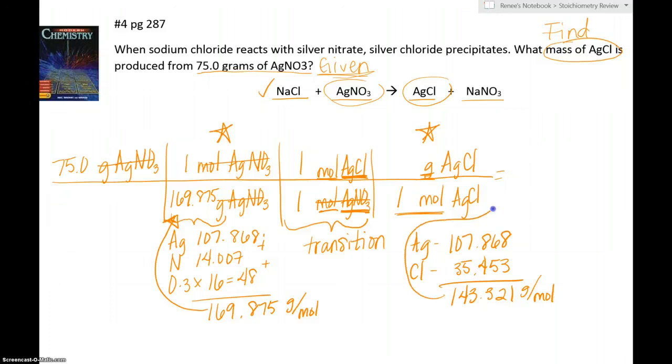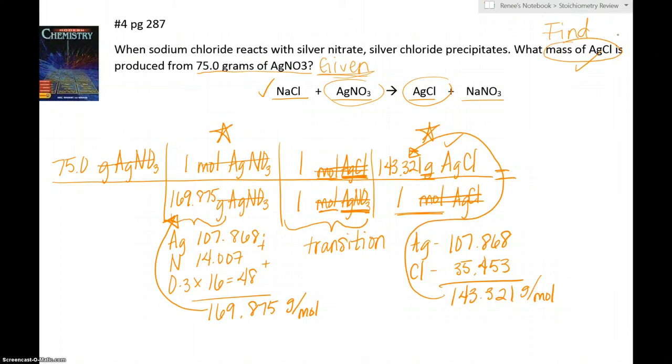And when we put this all the way up here, 143.321 grams of silver chloride. We have now canceled our moles of silver chloride, and we have grams of silver chloride on top, which is what we're trying to find. So that's how we know we can stop our train tracks for our stoichiometry problem.